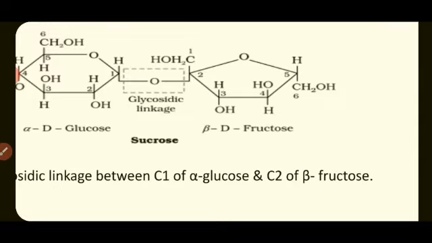Now if you see, this C1 is of aldehyde group of glucose, and C2 is nothing but ketonic group of fructose. So both are linked in the formation of glycosidic linkage, means both are not free. That is, aldehydic group of glucose and ketonic group of fructose, both are not free. Hence, sucrose is a non-reducing sugar.